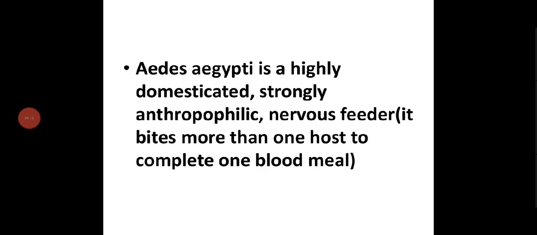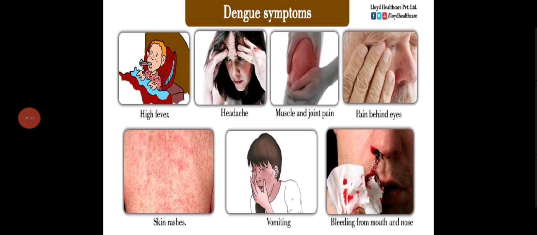Aedes aegypti is a highly domesticated, strongly anthropophilic nervous feeder. It bites more than one host to complete one blood meal. Okay, nervous feeder means it will never feed on one subject, one person. It will bite multiple persons. And the dengue symptoms are high fever, headache, muscle and joint pain, pain behind the eyes, skin rashes, vomiting, and bleeding from mouth or nose. These are the main symptoms of dengue.